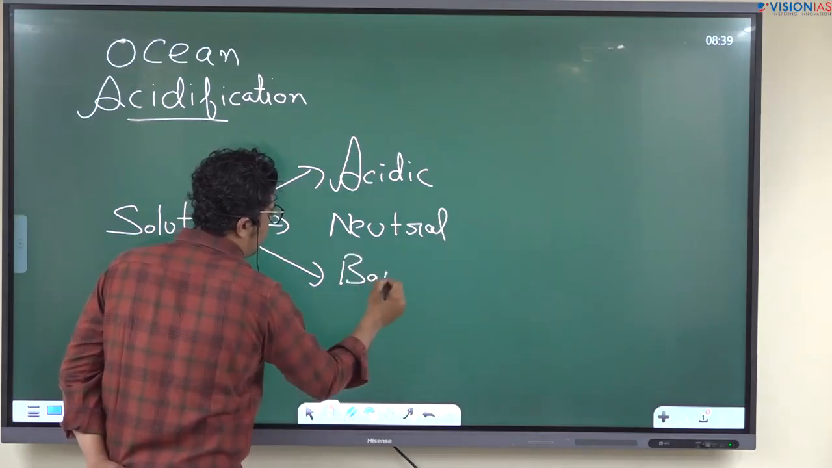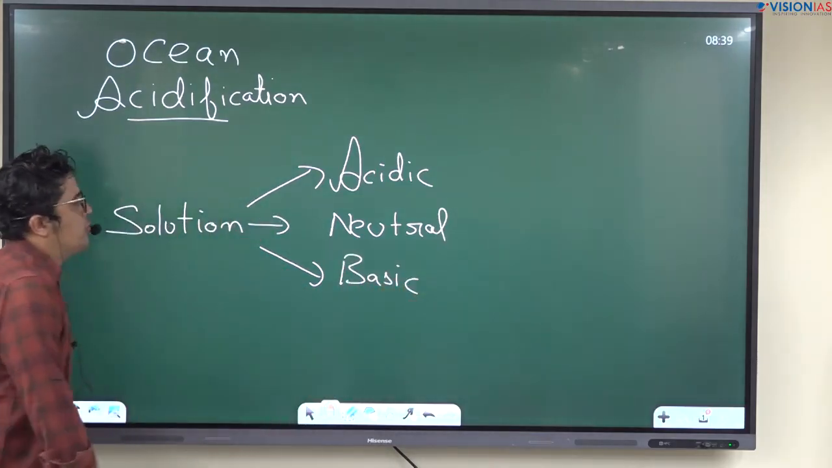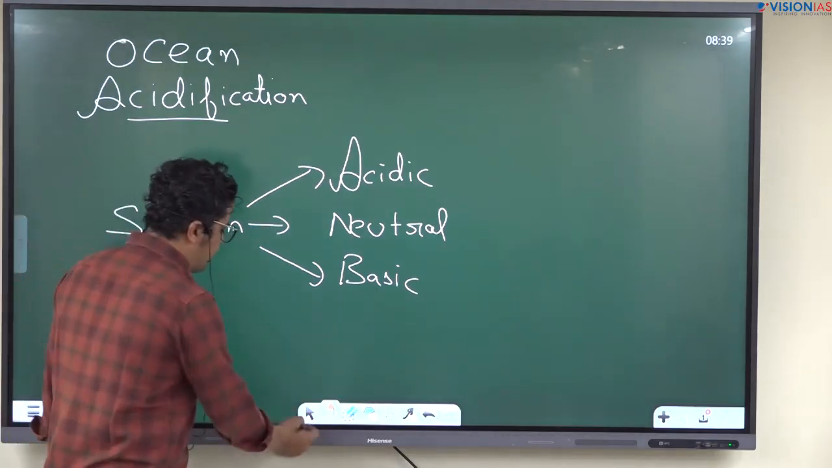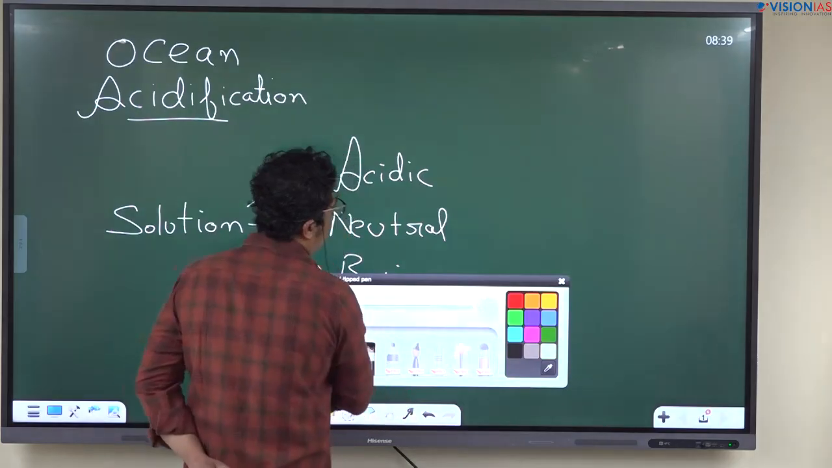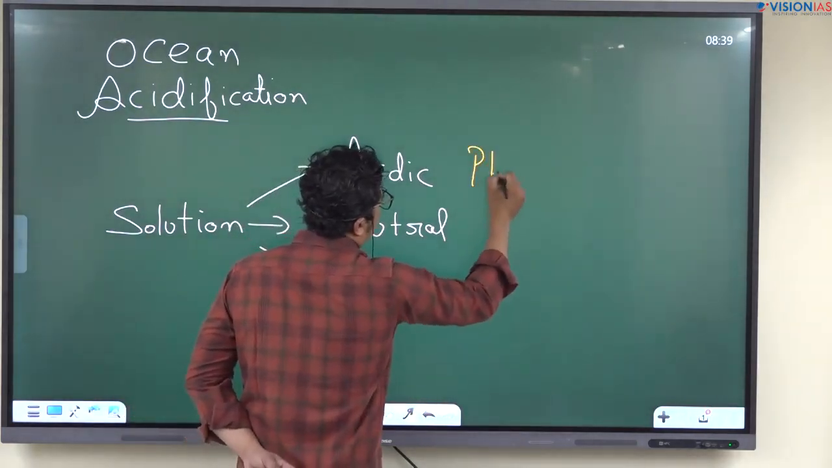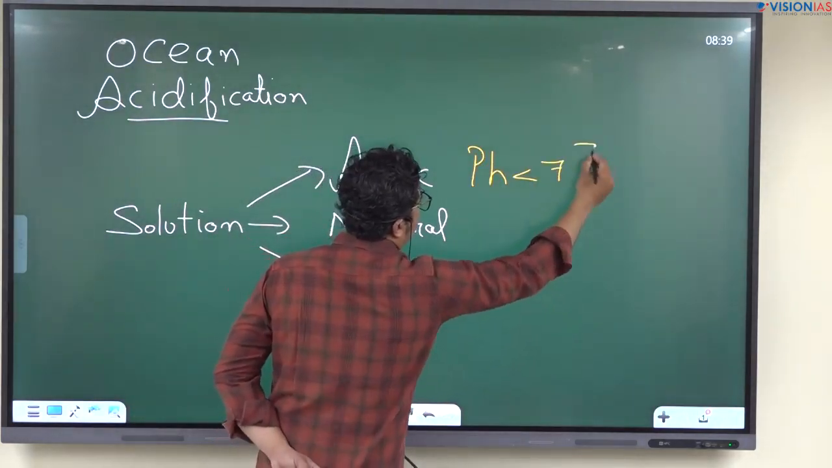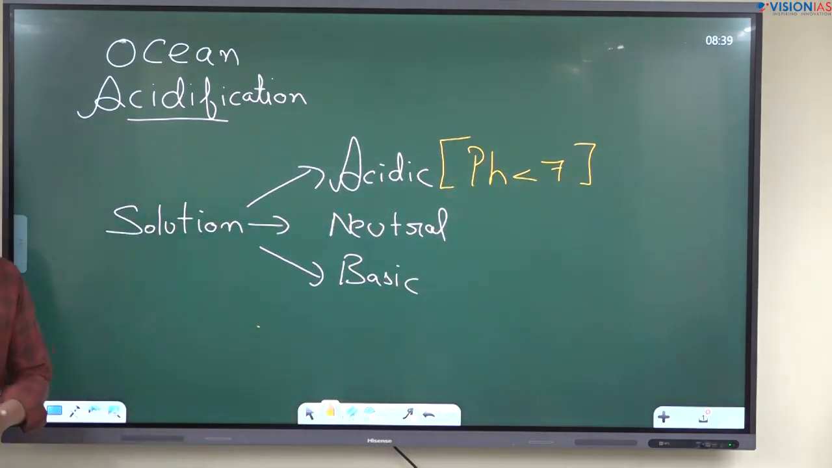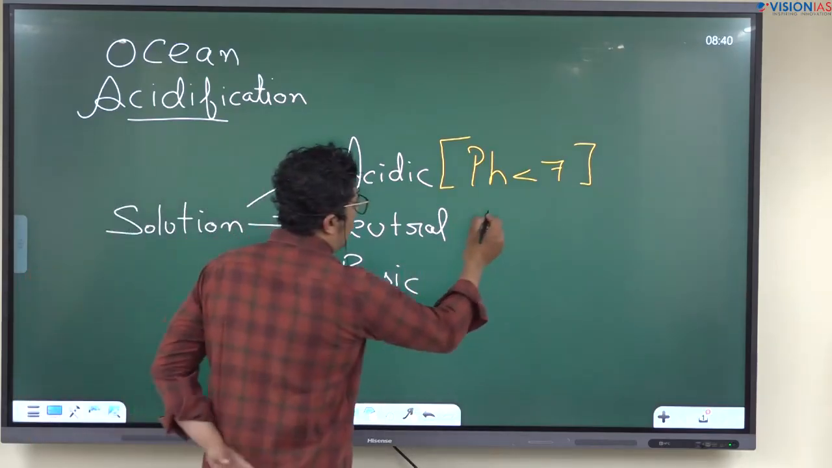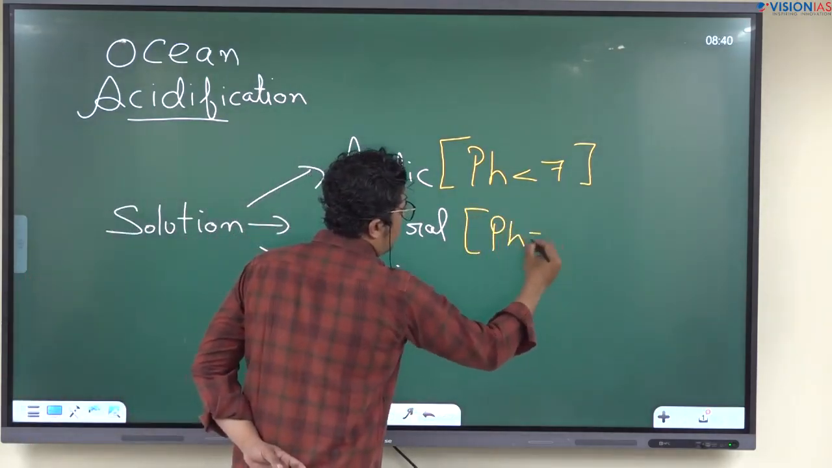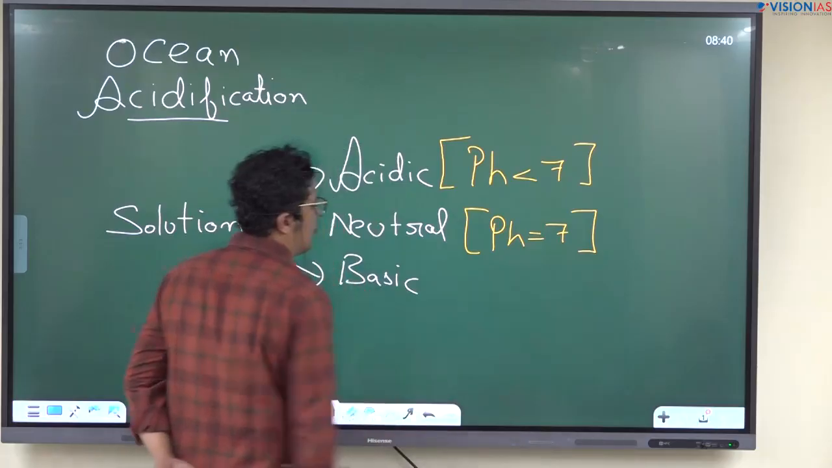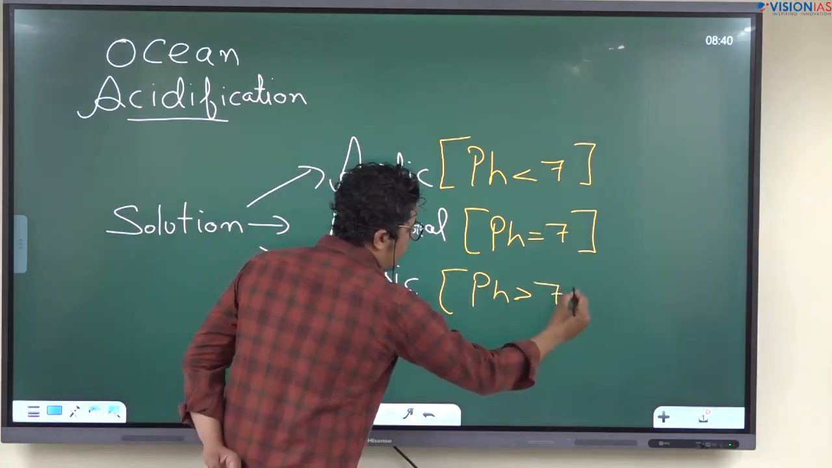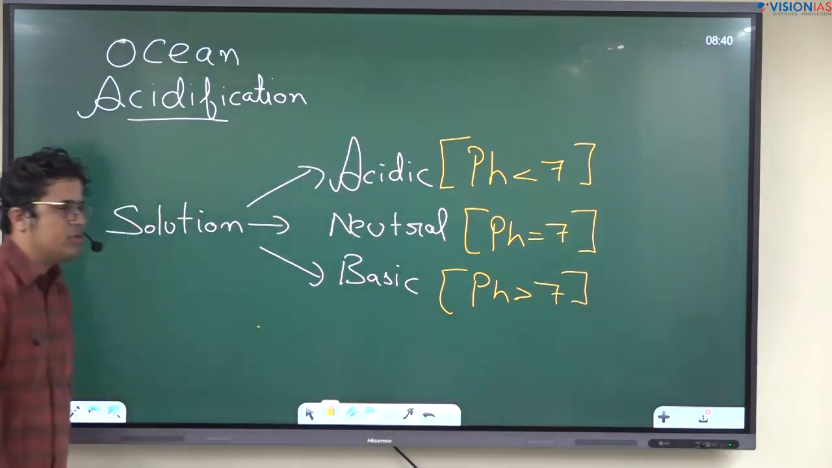A solution can take different forms. A solution can be acidic, can be neutral, or can be basic. So we decide this on the basis of pH value. If pH value is less than 7, we say the solution is acidic. Somewhere around 7, we say the solution is neutral. And if pH value is greater than 7, then we say the solution is basic.